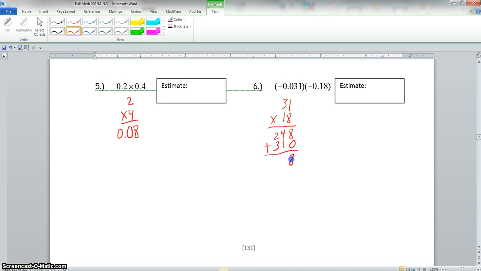Now we add them. We have 8. This will be 5. And this will be 5. So 8 plus 0 is 8. 4 plus 1 is 5. And 2 plus 3 is 5. Now we count how many digits we have behind the decimal. We have 3 here. We have 2 here. So that's a total of 5. We only had 3 digits here. So we have to add 2 zeros in front, put our decimal, and a 0 in front of the decimal. And that is our final answer.